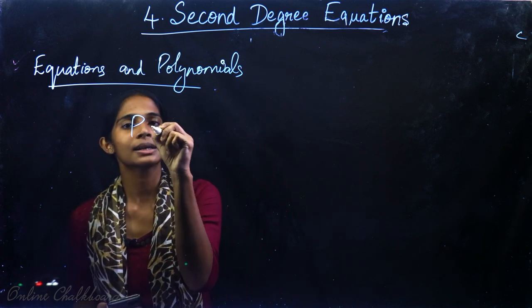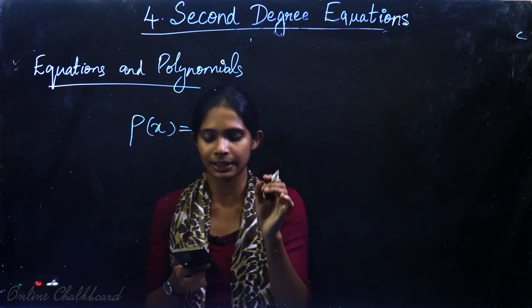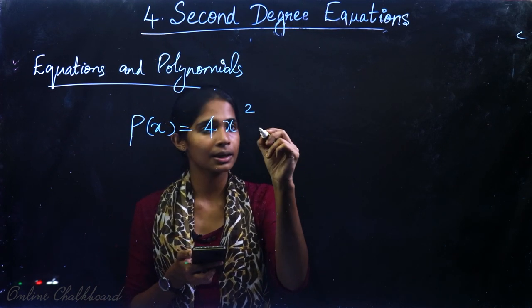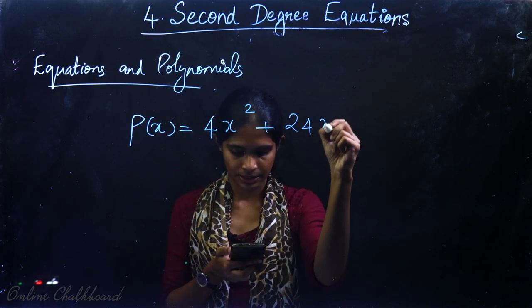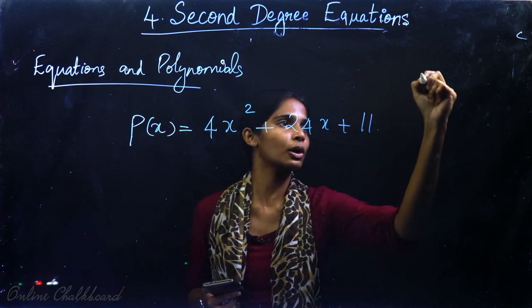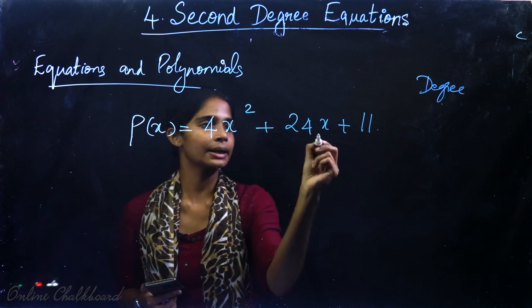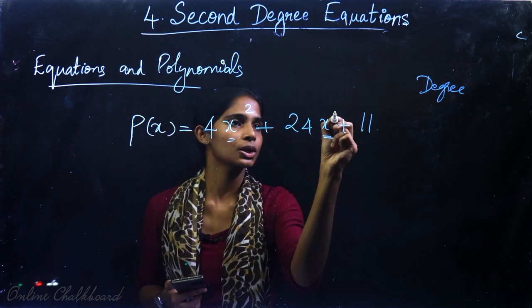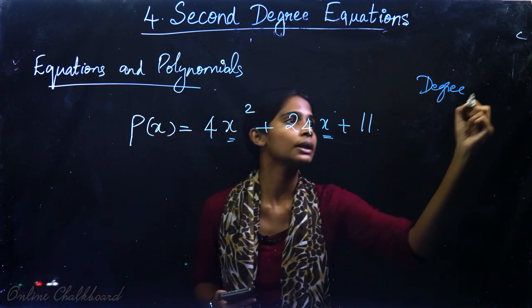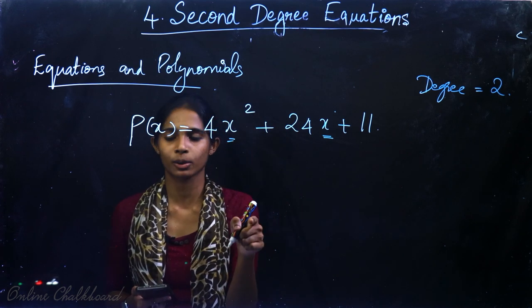For example, consider this polynomial. Usually we denote a polynomial as p of x. So consider the polynomial 4x square plus 24x plus 11. Looking at this polynomial, you know its degree. There are two powers of x here, 1 and 2. The higher power is 2, so we say the degree of this polynomial is 2. This is a second degree polynomial.